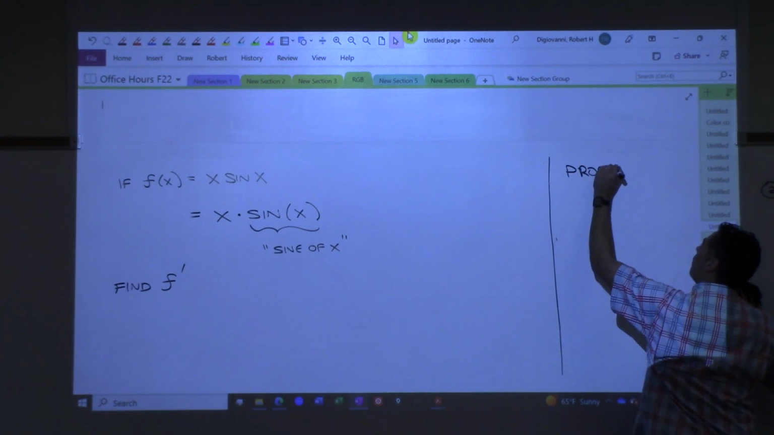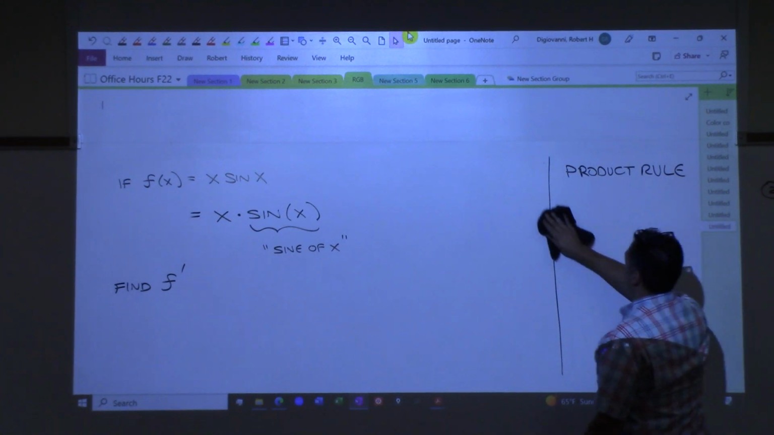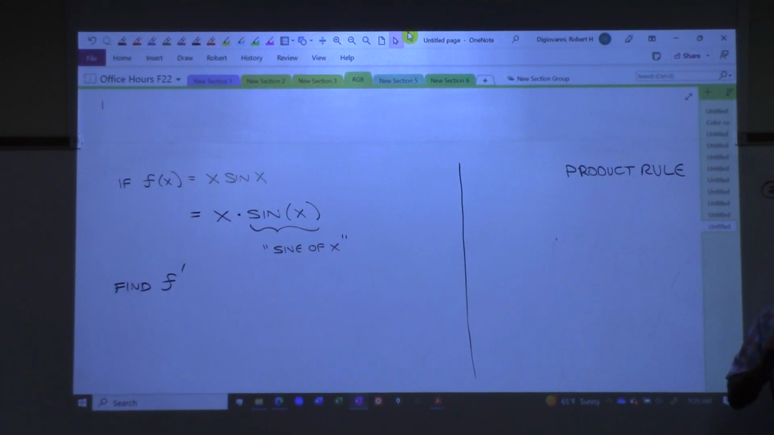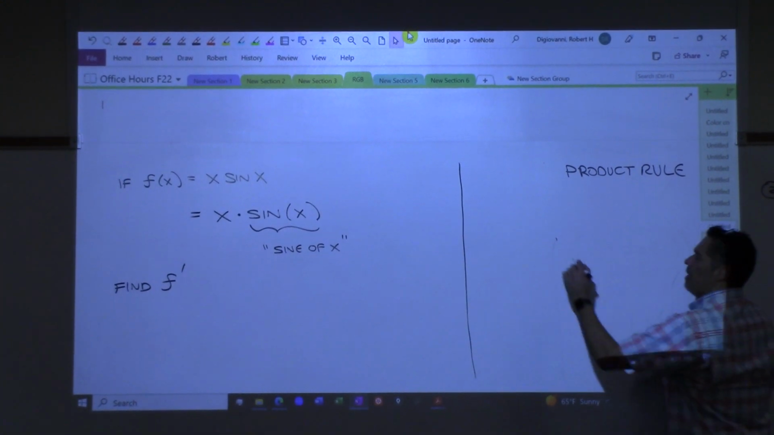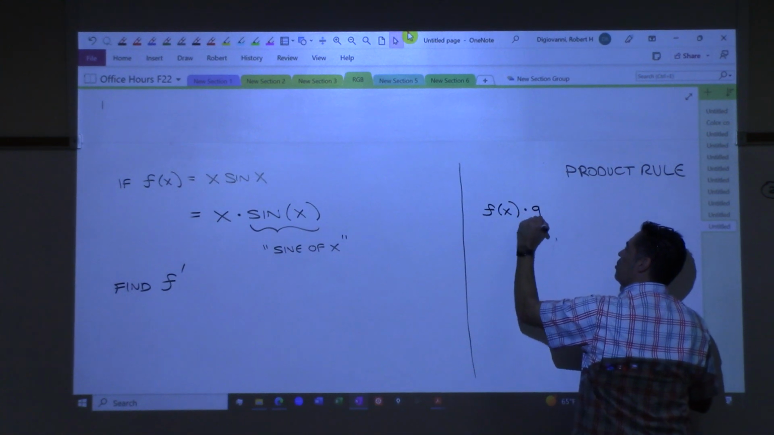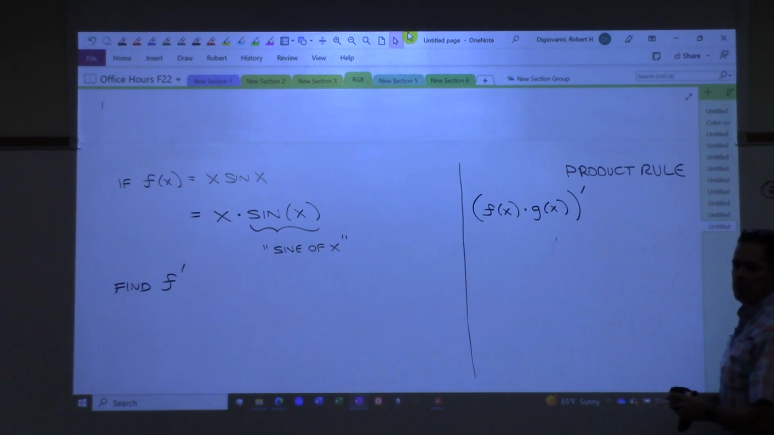Product rule. I'm going to give myself a little more room. Okay, so here's what the product rule says. If you have some function f of x, and you multiply times g of x, and you want to know what the derivative is, here's what it is.